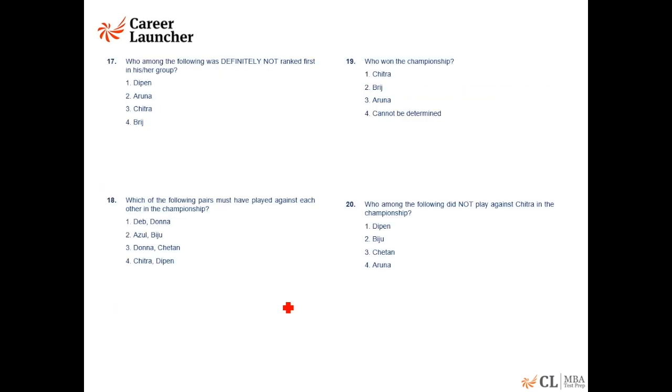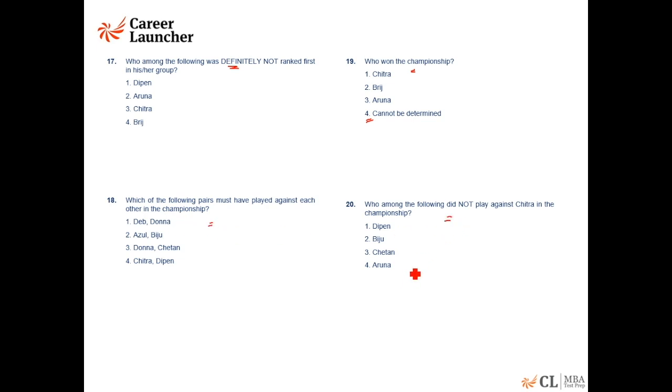When you look at the questions, who among the following was definitely not ranked? Who won the championship? That cannot be determined. Which of the following players have played against each other? Definite answer. Definite answer.